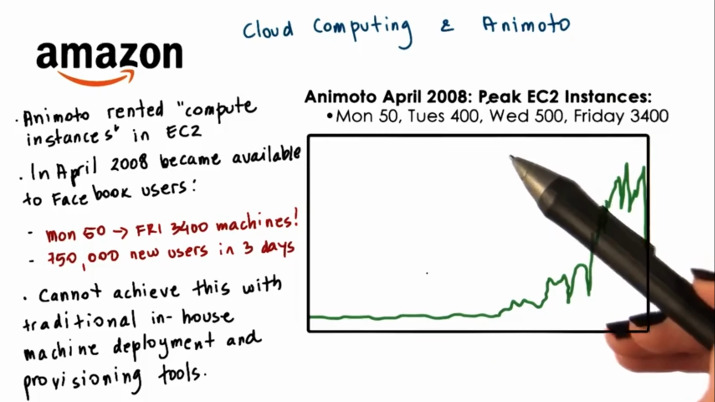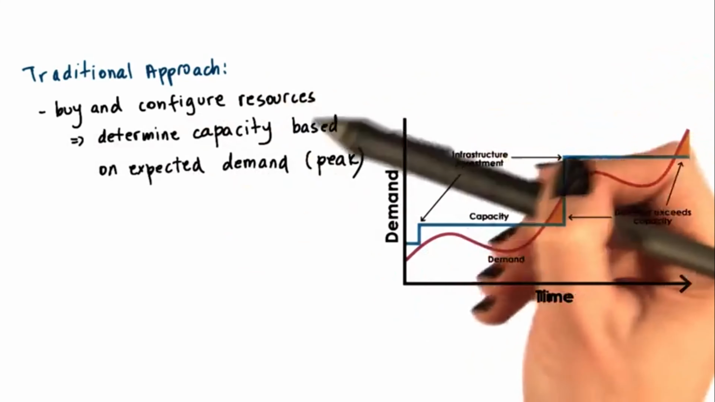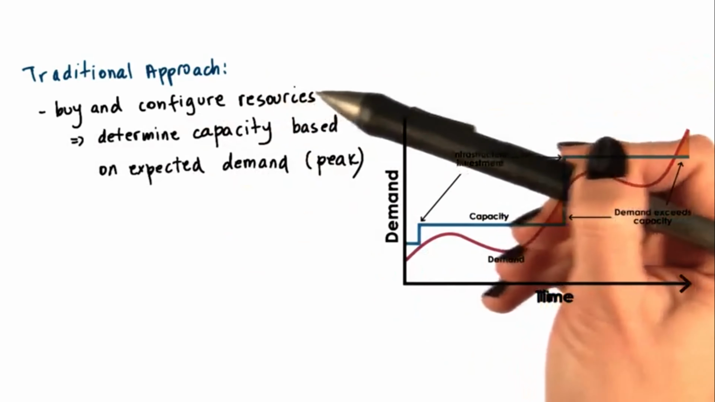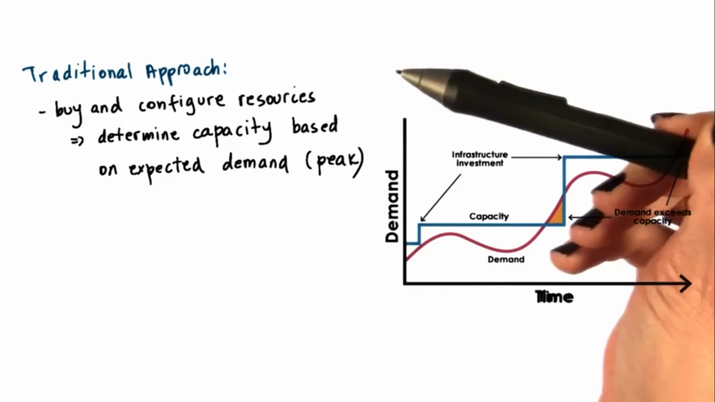Let's look more formally at what cloud computing provides. Traditionally, businesses would buy and configure the resources that are needed for their services. How many resources should be purchased and configured? So what is the capacity of those resources? Well, that typically would be based on some expectations regarding the demand for that particular business, for that particular service, typically considering the peak demand.